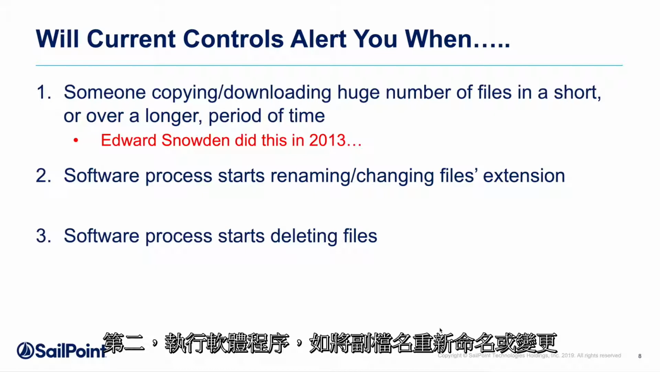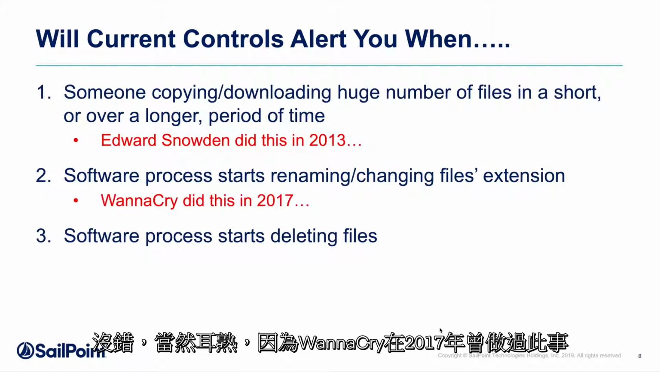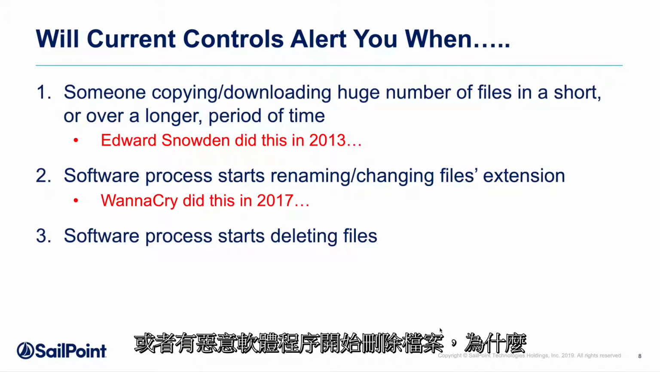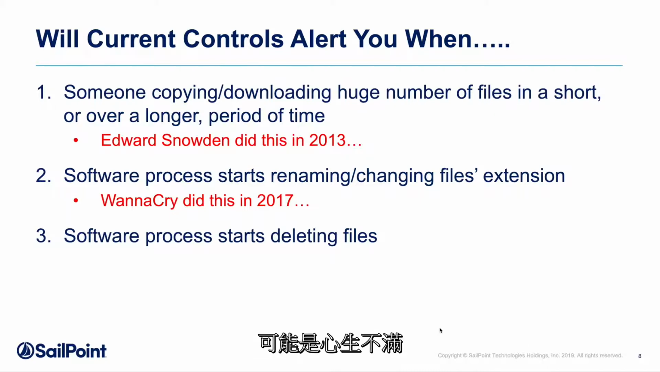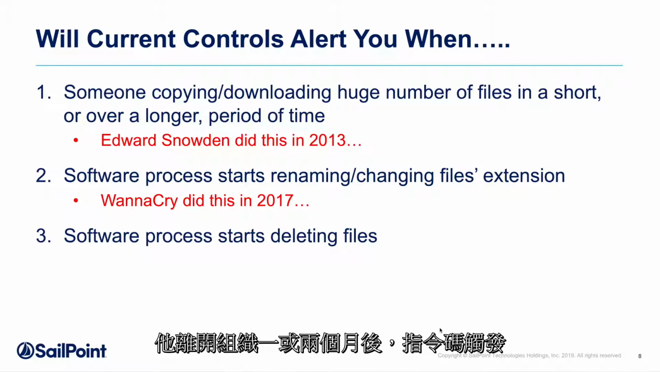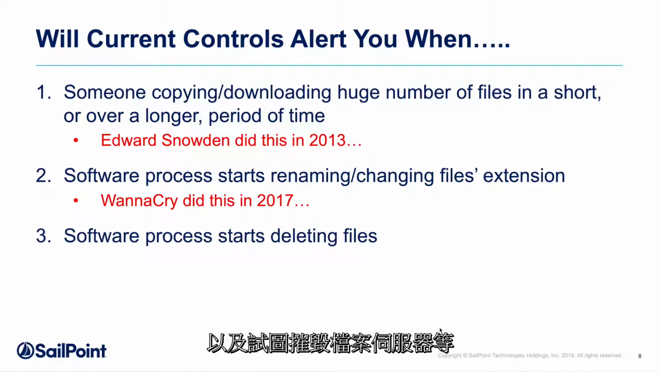Second, a software process starts renaming or changing file extensions. Does this sound familiar? Yes, of course it does, because WannaCry did this in 2017. It's ransomware. Or lastly, a software process starts deleting files. It might be possible that a disgruntled privileged insider may have written a script that will fire a month or two after he leaves the organization, and the script will be doing something like deleting all the files and trying to bring down the file servers, for example.